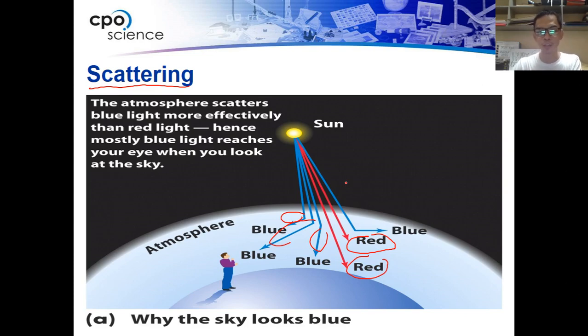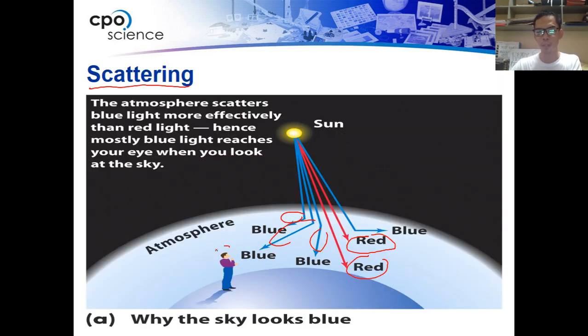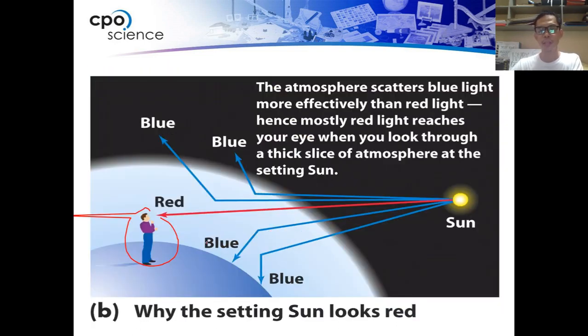Why is the sun red during sunset? Since you are standing at a different position, unlike the first one, and the sun is in a different position, this time the blue is effectively scattered, the same as the first one a while ago. And since the red is not scattered, it will pass through and hit your eyes.